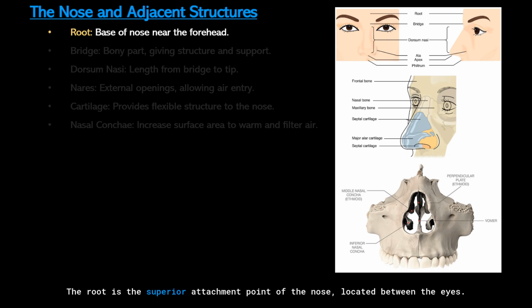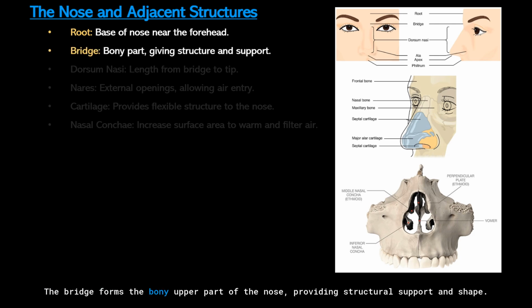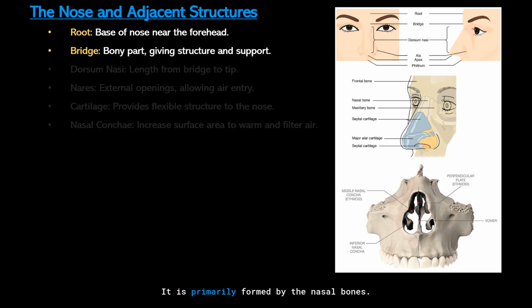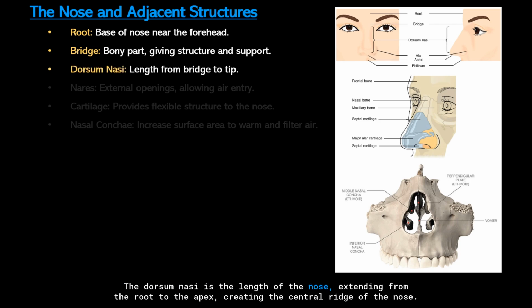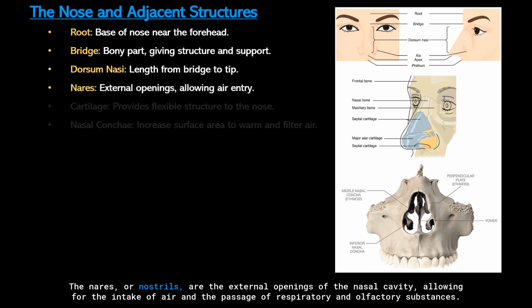The root is the superior attachment point of the nose located between the eyes. It serves as the structural foundation for the external nose. The bridge forms the bony upper part of the nose, providing structural support and shape. It is primarily formed by the nasal bones. The dorsum nasi is the length of the nose, extending from the root to the apex, creating the central ridge of the nose. The nares, or nostrils, are the external openings of the nasal cavity, allowing for the intake of air and the passage of respiratory and olfactory substances.